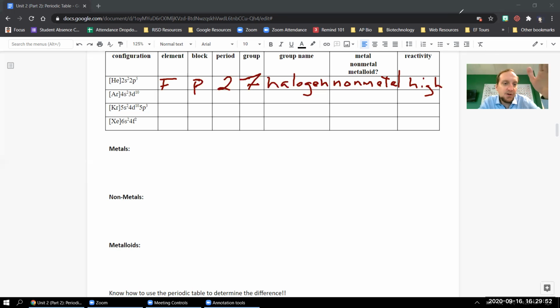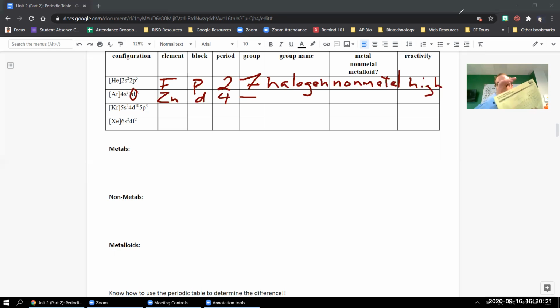The next one we have is argon as a shortcut. Continuing from argon, we have 4s2, 3d10. Again, looking at the periodic table, we can identify that as zinc. Zinc, of course, is part of the D block, as you guys can tell right here. What period it's on would be the 4th period, meaning it has 4 energy levels. What group it is, we don't really have a group name for the transition metals. We would just call that a transition metal.